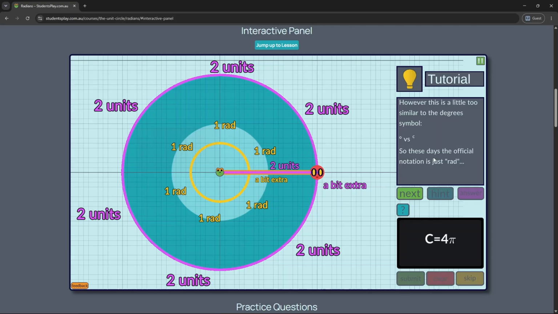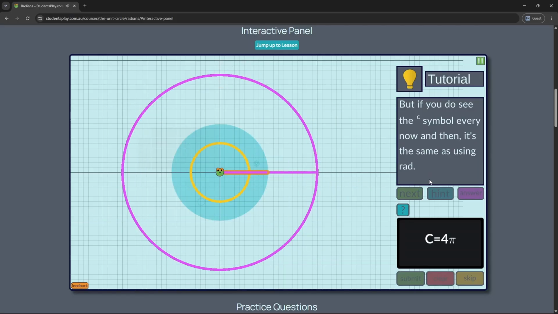So these days, the official notation is just rad for radians. So 3 radians would just be written as 3 rad, or sometimes, especially when pi is involved, we even drop the rad. So pi on 2 radians could be written as pi on 2 rad, or just pi on 2. Usually we get the idea with pi on 2. If you want to be really specific, you chuck the rad in. But if you do see the C symbol every now and then, it's the same as using rad.